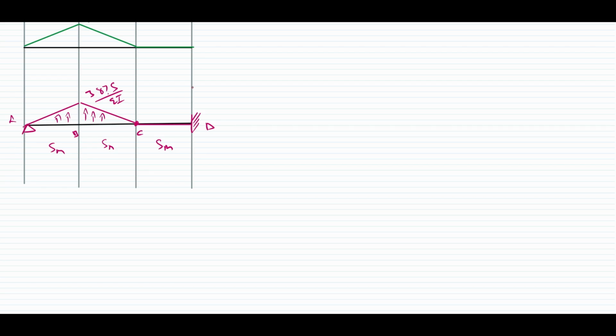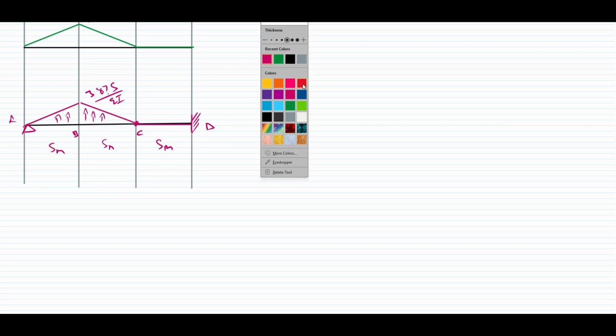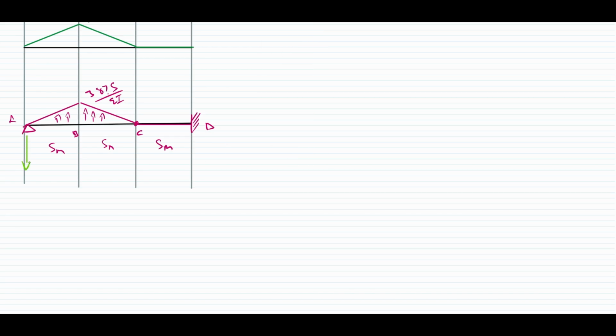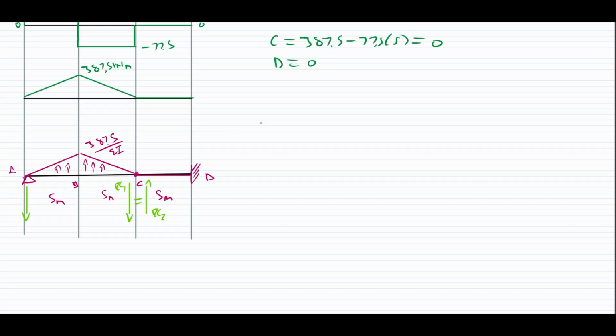Okay, let's draw our reactions first. Let's use green. This one is going to go down because your forces are going up. This side is going to go down also, but this side is going to go up. You're going to have your C1 and your C2, which are equal. Your hinge is basically two forces acting in opposite directions, but they are of equal magnitude, meaning they add up to 0 at the end. So now let's find our reactions.